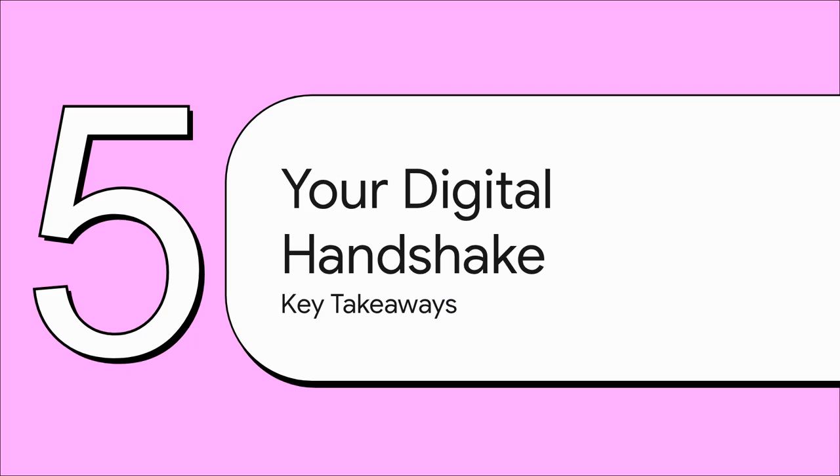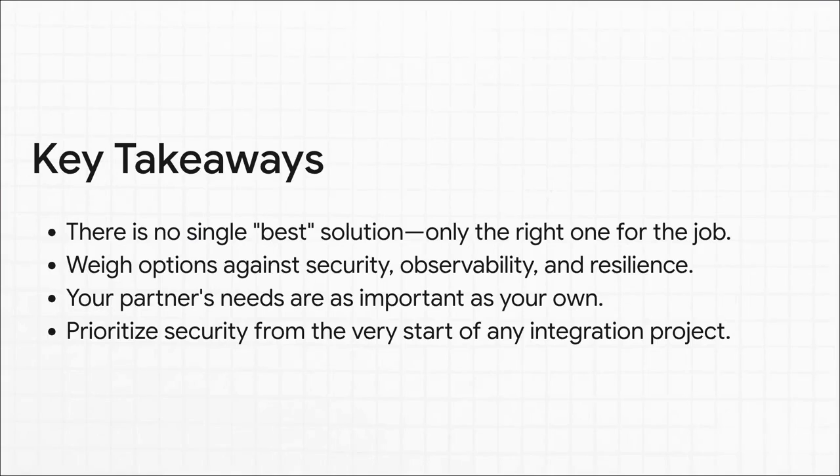So let's zoom out from our story for a second. What does all this mean for any company out there trying to connect with a partner in today's digital world? Well, there are a few really critical lessons here. The most important thing to remember is that there's just no silver bullet. The best solution is always contextual. You have to balance the need for security with your ability to observe and troubleshoot, and the resilience to withstand failure. And this is so important. Remember that a partnership is a two-way street. Their security requirements just became your security requirements. You have to bake it in from day one.